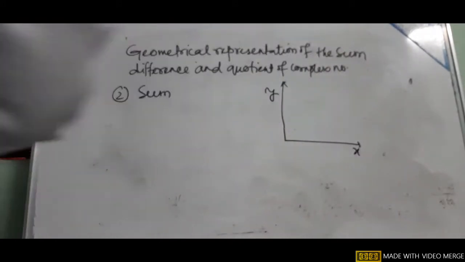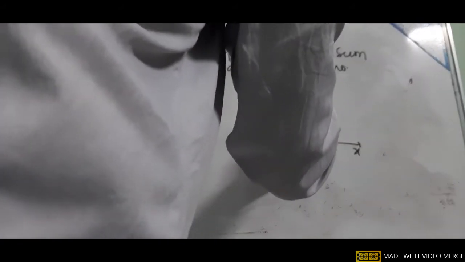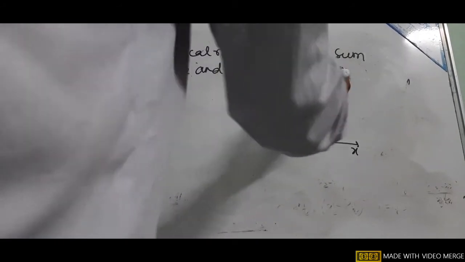So let us draw the plane. It is x and y, real axis and the imaginary axis, and we take two complex numbers z1 and z2. This is z1 and this is our z2. So by taking these two as two sides of the parallelogram, we complete this parallelogram like this, and you join this diagonal. This is our z1, this is our z2, and this is P. This is Q and this is R.